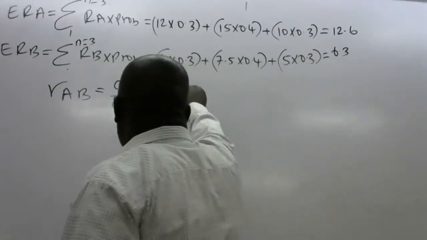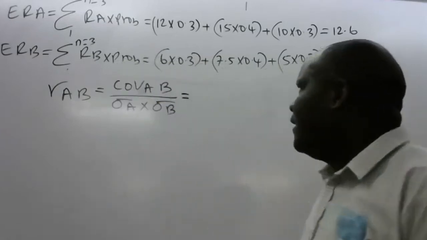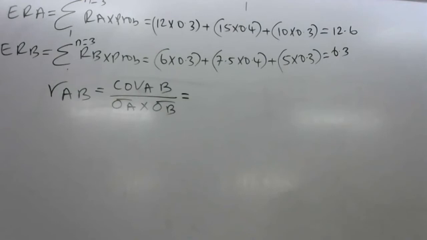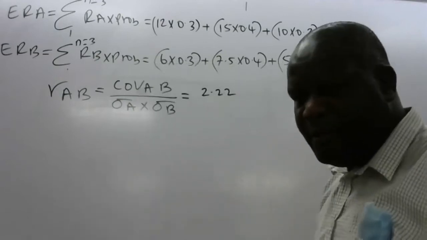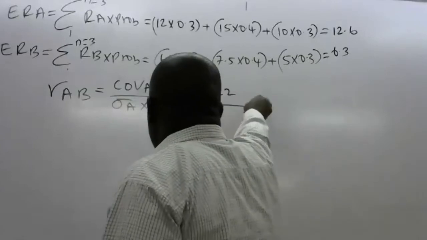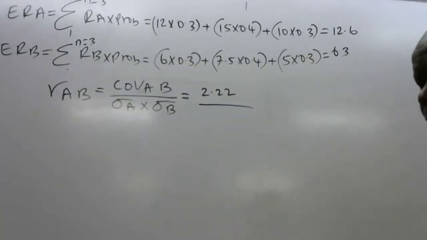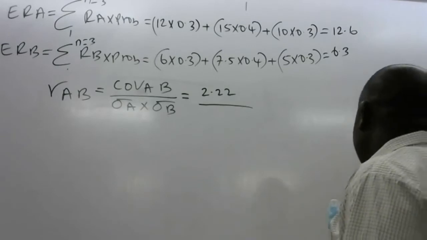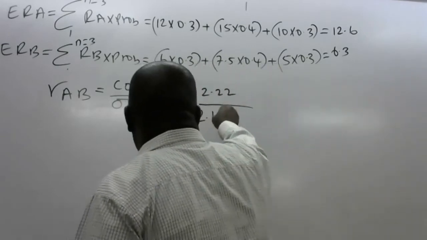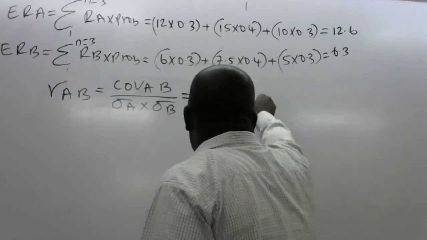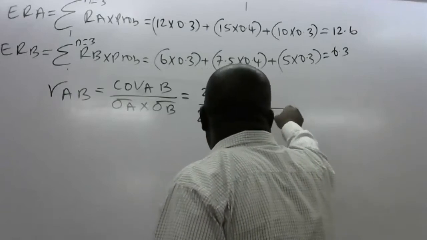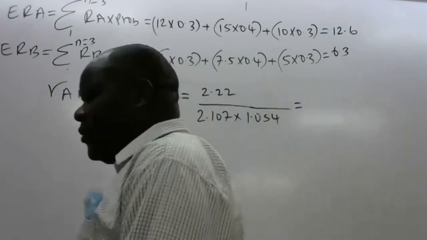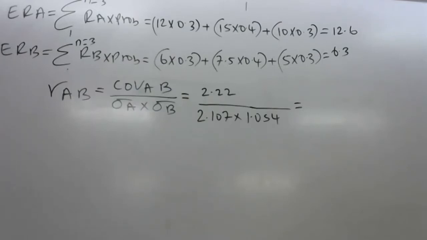We should now be able to get the correlation coefficient, not the covariance. So covariance is 2.22. That is the covariance. Then we already have standard deviation for A and also the standard deviation for B. Standard deviation for A is 2.107. Standard deviation for B was 1.054. So get that correlation coefficient between A and B.